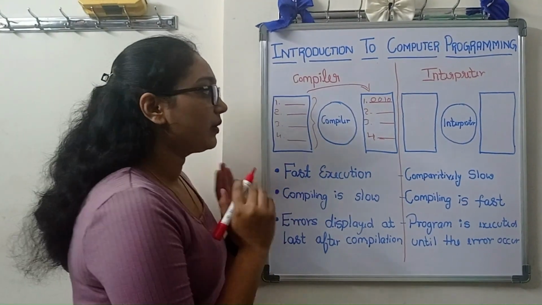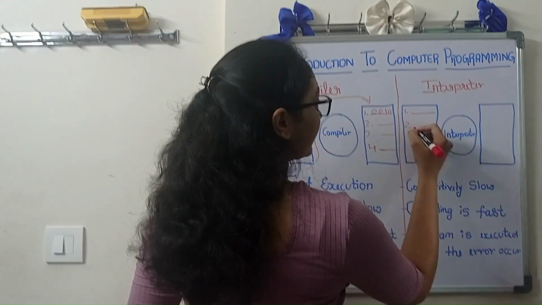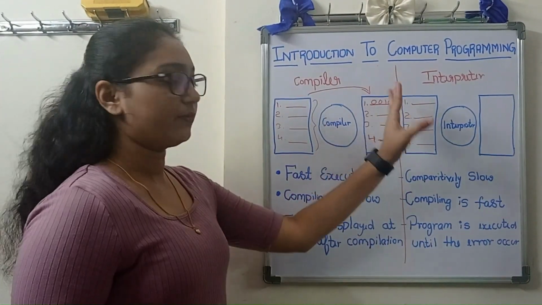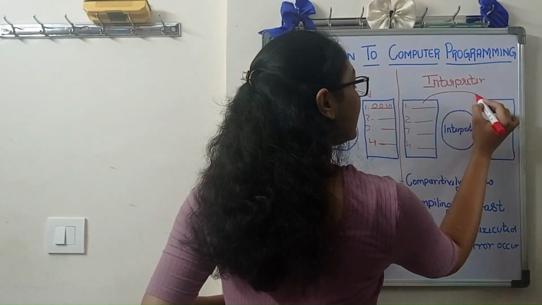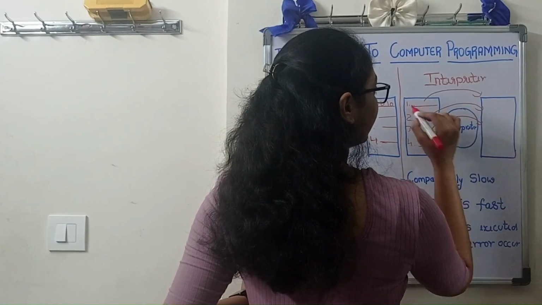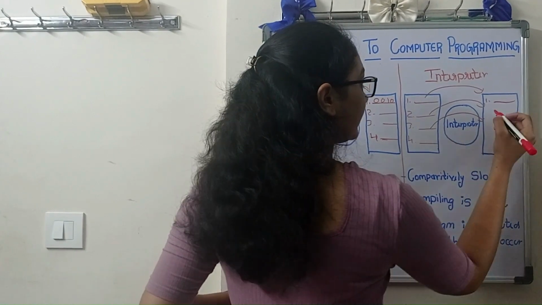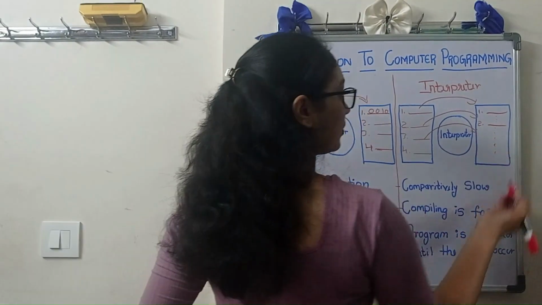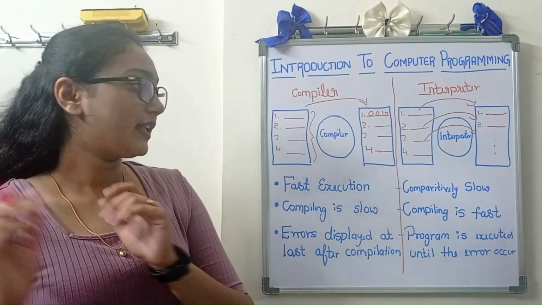In the case of an interpreter, now consider you have written the same code, the 4 lines of code, in the interpreter. In the interpreter case, each line is compiled. First, the first line is compiled, then it is executed, then the second line is compiled, and so on. The program will be executed first and then it will go to the next line.